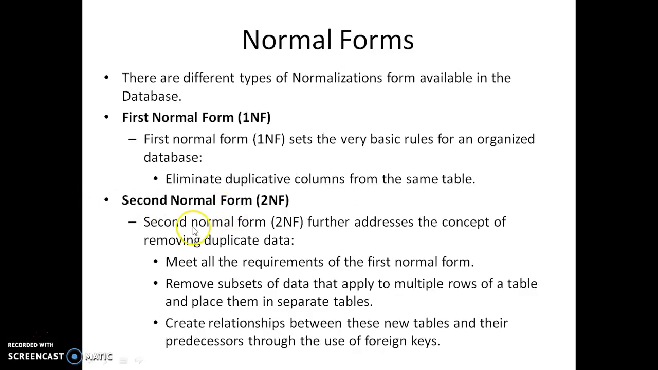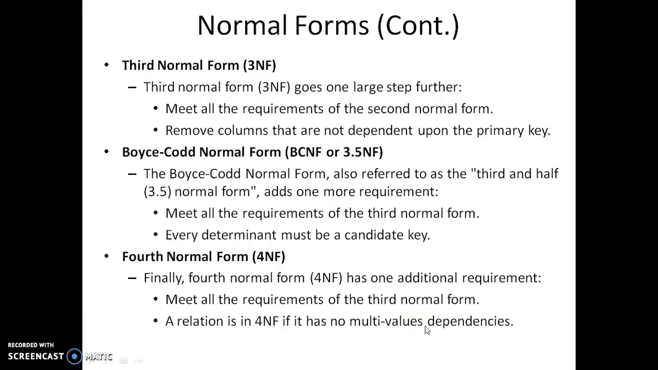Second normal form further addresses the concept of removing duplicate data. It meets all the requirements of the first normal form. It removes subsets of the data that apply to multiple rows of a table and places them in a separate table. It creates relationships between these new tables and their predecessors through the use of foreign keys. Third normal form goes one large step further than the first and second normal forms. It meets all the requirements of the second normal form and removes columns that are not dependent upon the primary key.